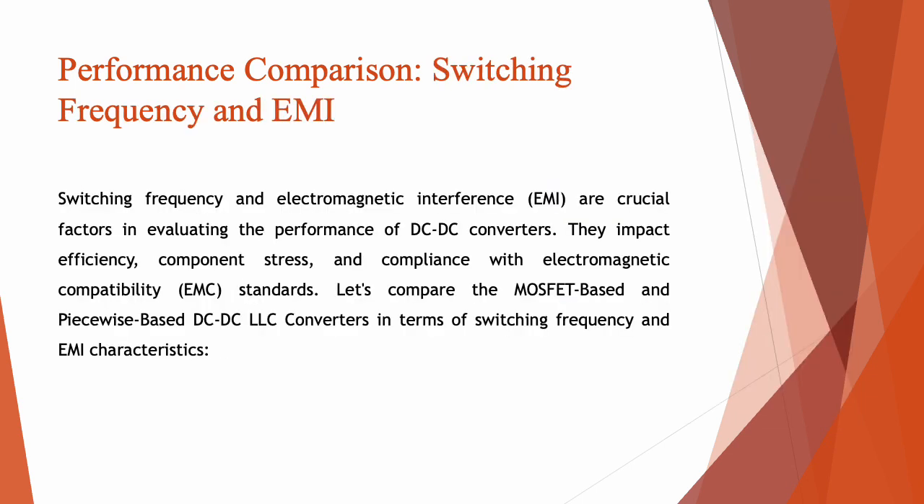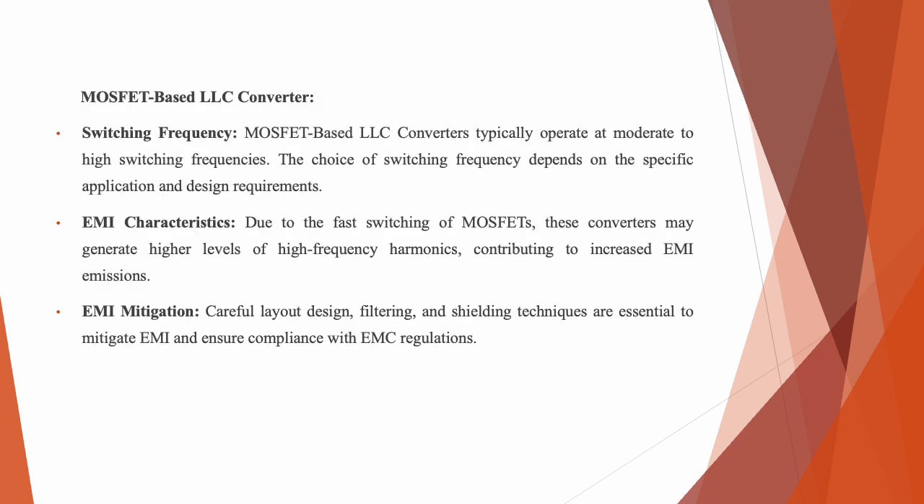Switching frequency and electromagnetic interference are crucial factors in evaluating the performance of DC-DC converters. They impact efficiency, component stress, and compliance with electromagnetic compatibility standards. So let's compare both of them in terms of switching frequency and EMI characteristics.